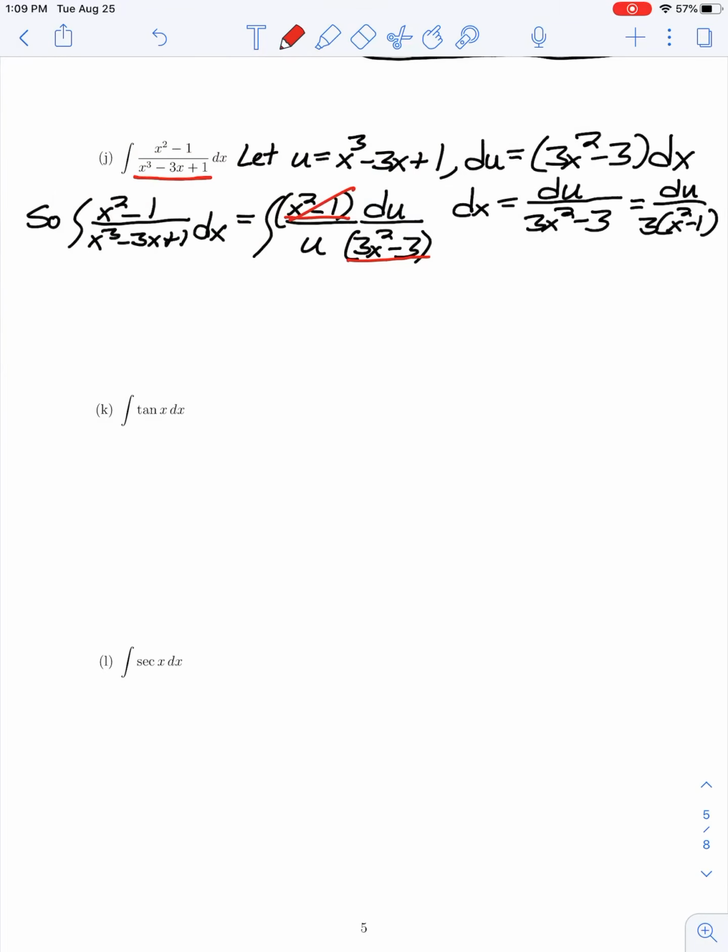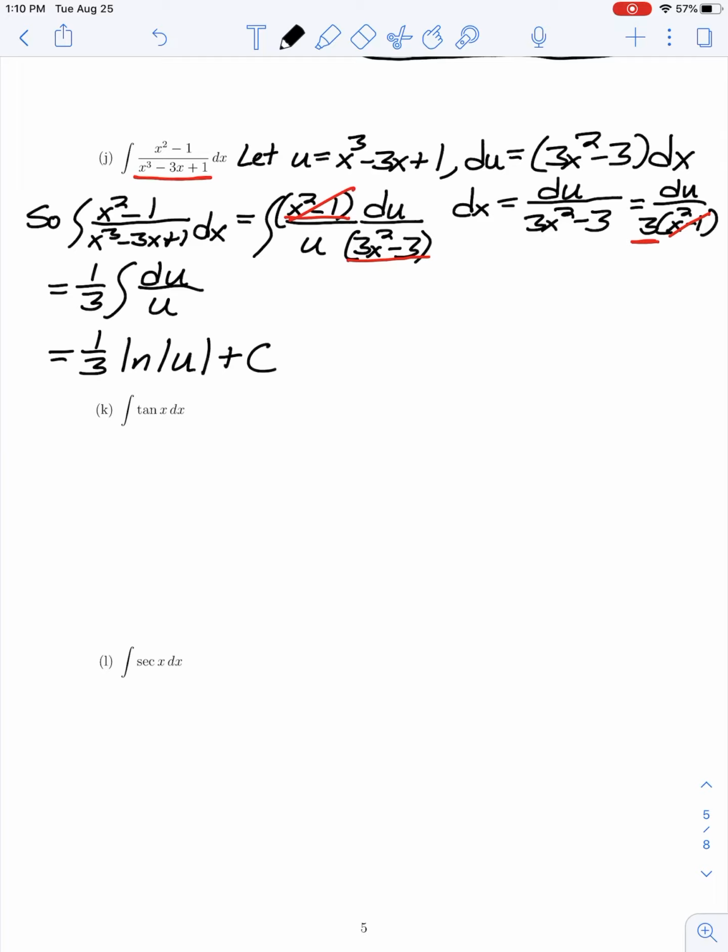So canceling a factor of x squared minus 1 in the numerator and denominator, we are left with a factor of 1 over 3, or 1/3, which we can bring out in front of the integral. And our numerator is then just du, and we're dividing by u. So this new antiderivative that I have in terms of u is easy to handle. We have a 1/3, and the integral of 1 over u is the natural log of absolute value u plus c.